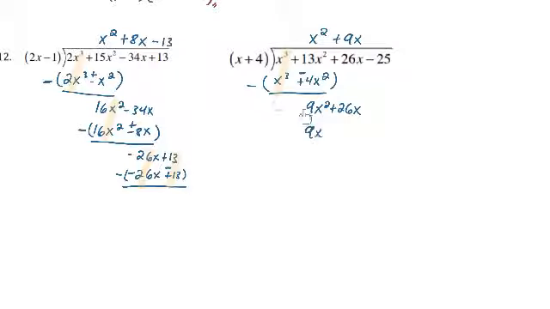9x squared divided by x gives you a 9x. Distribute the 9x to this, 9x to this, and this is your expression. Then you go ahead and subtract this, and then kind of repeat the process.